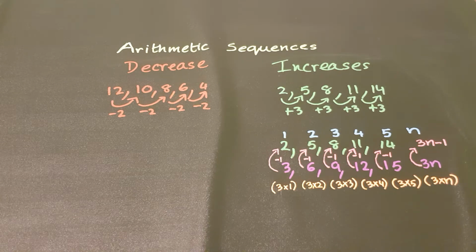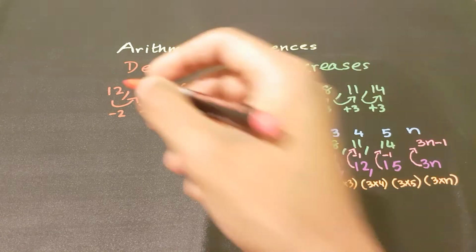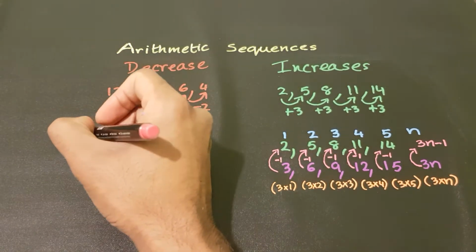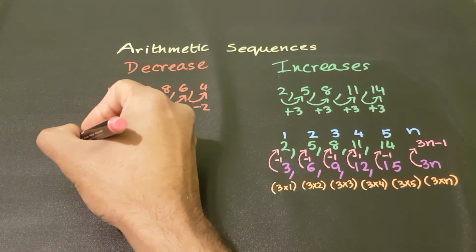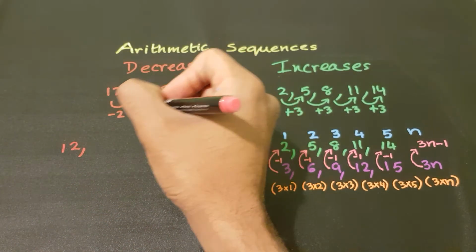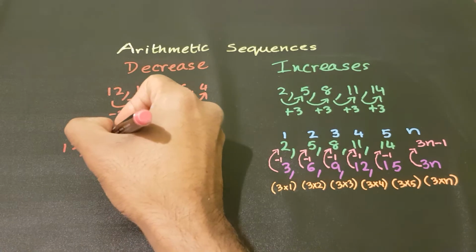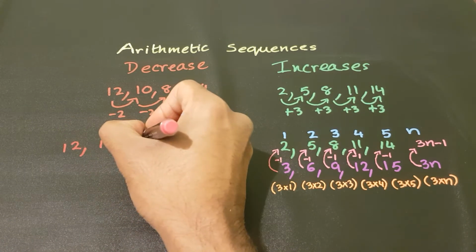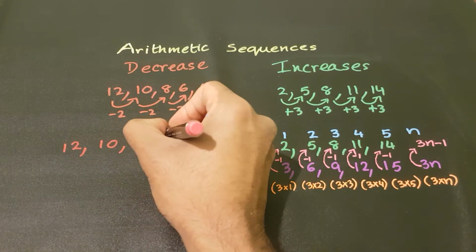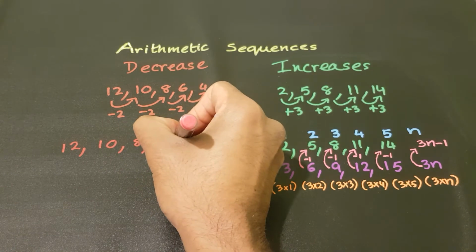Now we're gonna find out the nth term of the other sequence set, the decreasing sequence. So let me start off by writing out the sequence. I start off with the number 12, then with the number 10, then with 8, and 6, and 4.